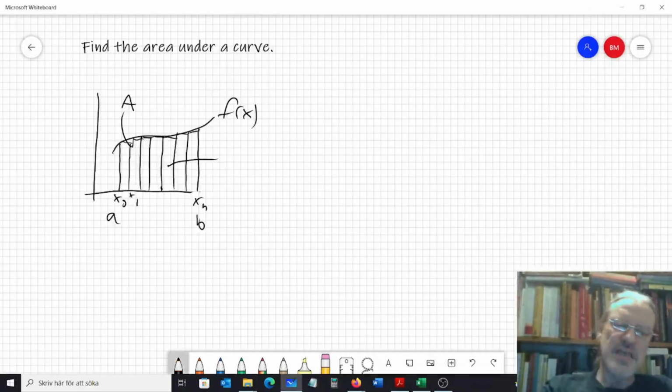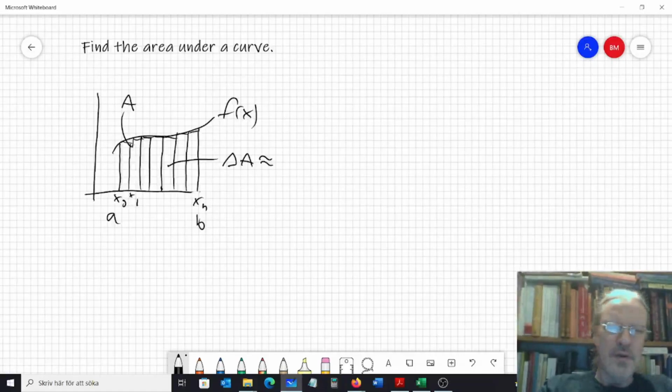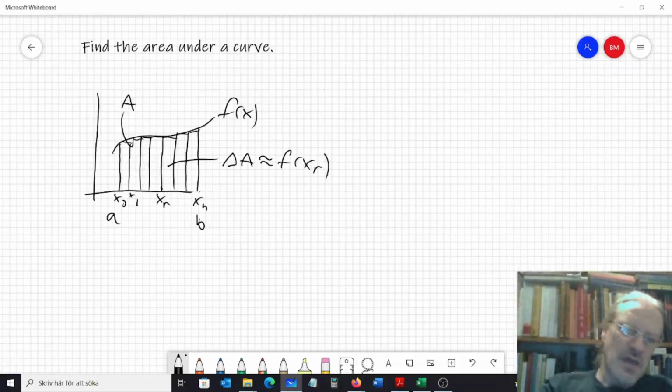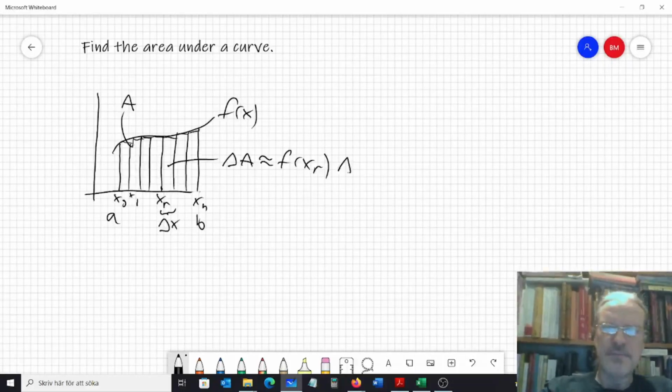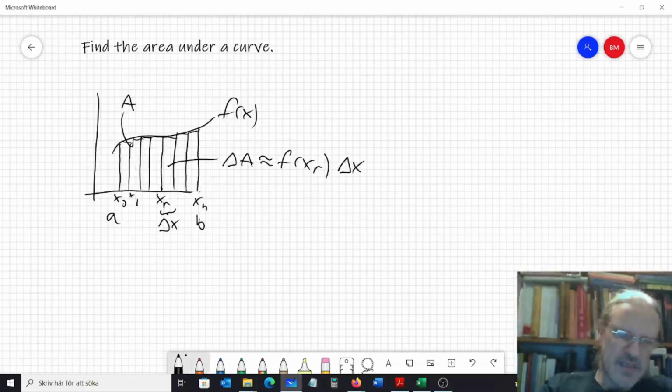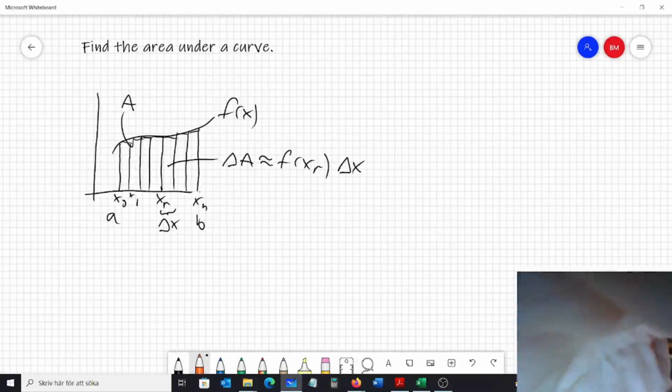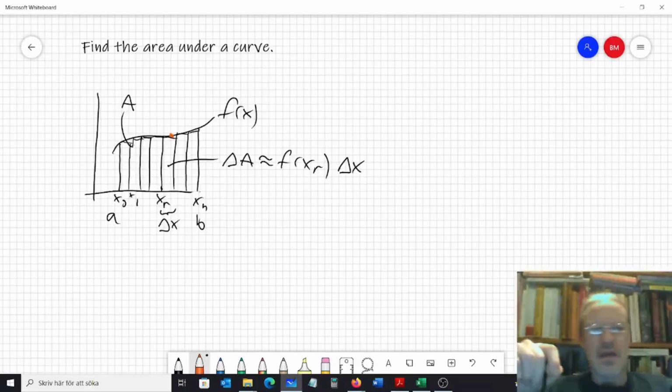Then each of these areas, let us call them delta A, will be approximately equal to the height at that point. This is, say, xr, so f of xr times the width, and let us say that each of these has the width delta x. The approximate sign here is because we have this little part that we haven't accounted for.